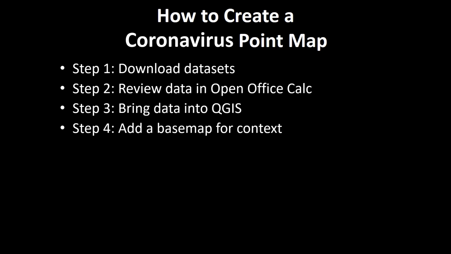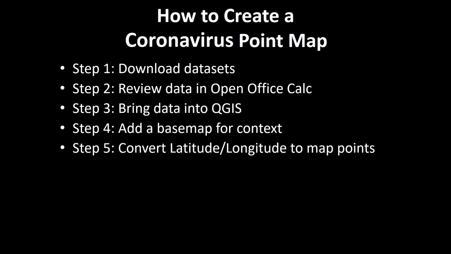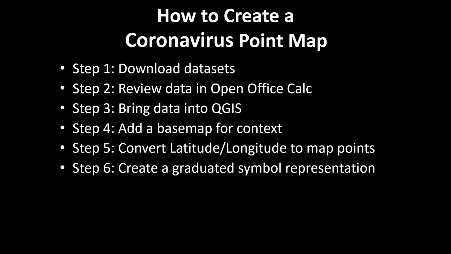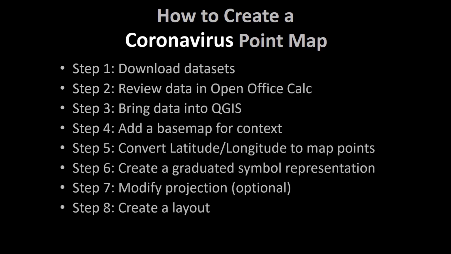We'll add a base map for context, and I'll show you how to do that with the world countries boundaries from the World Bank I just talked about, and I'll also show you how to connect in what's called OpenStreetMap. Then we'll convert latitude and longitude points contained in the data to map points. We'll then create a graduated symbol representation using classification schemes like I talked about earlier. And then as an optional thing, we can modify the projection of the map to make it more suitable for showing data at the world level. I'll then show you the basics of how to create a map layout or final product that you can export. All right, let's get right into the hands-on then.